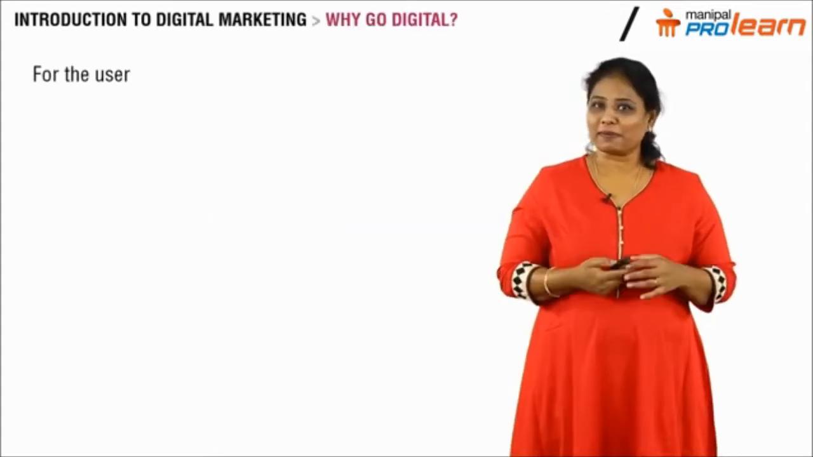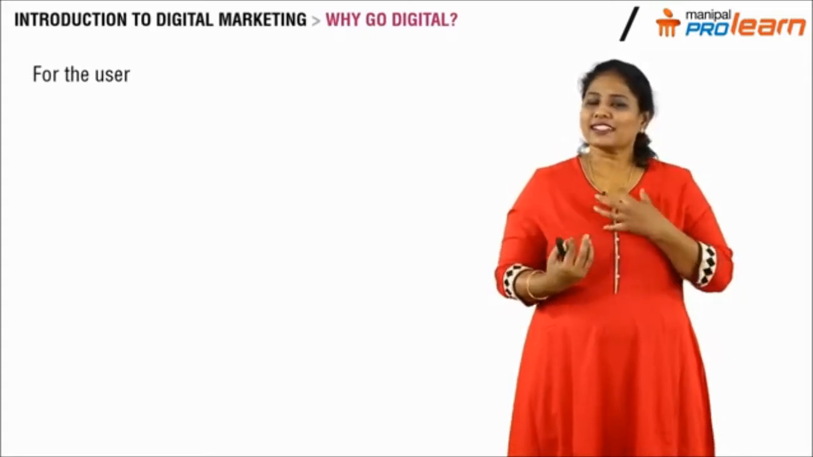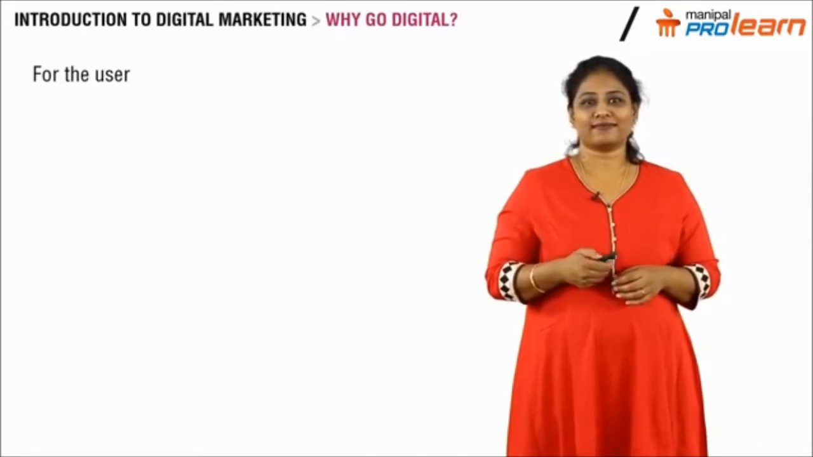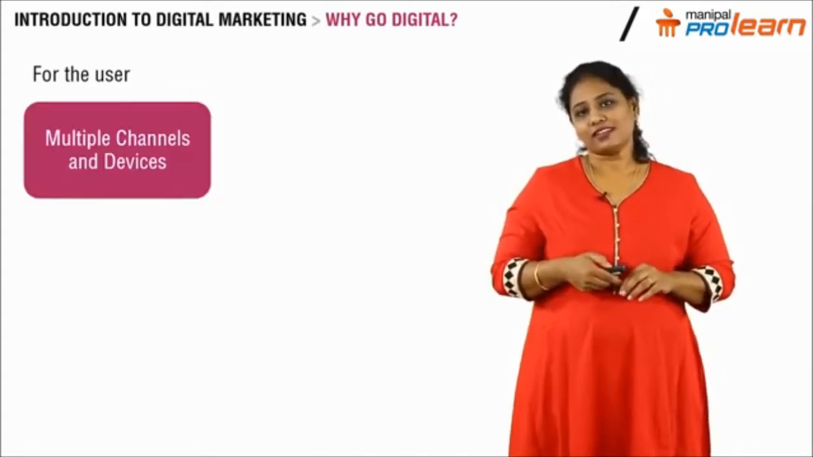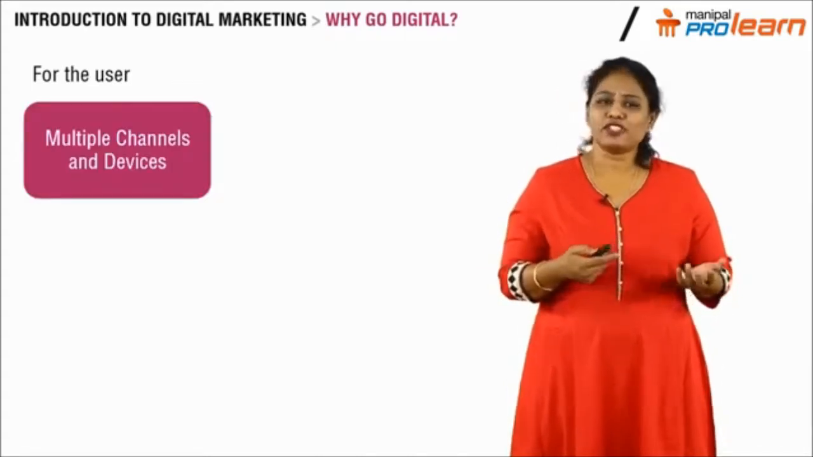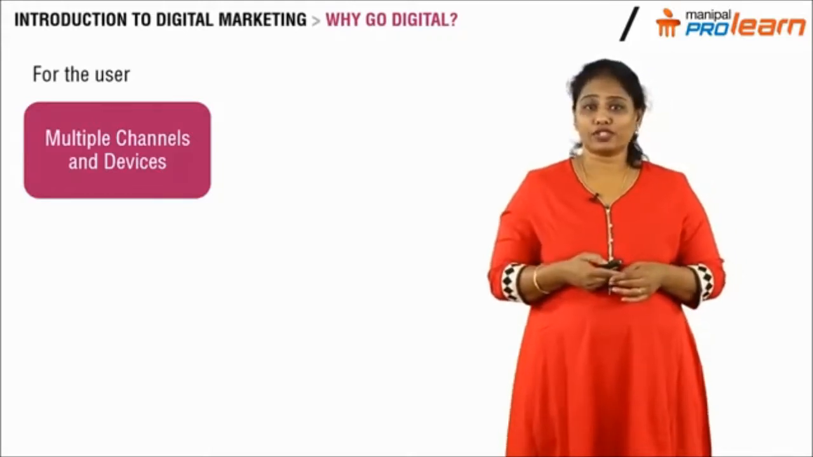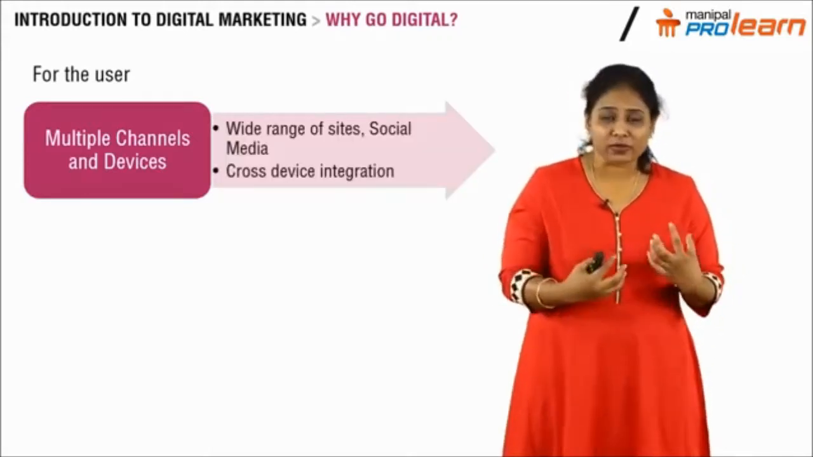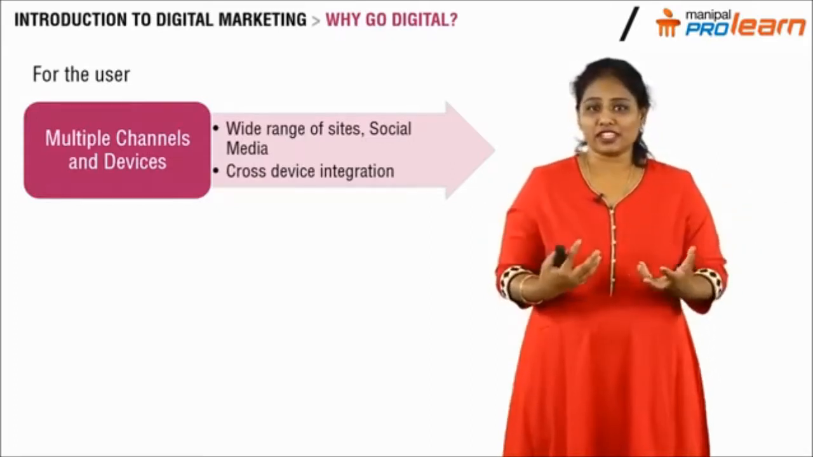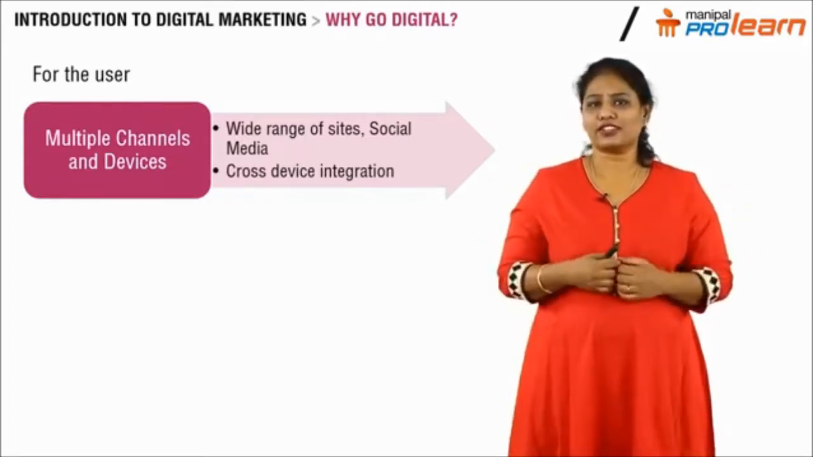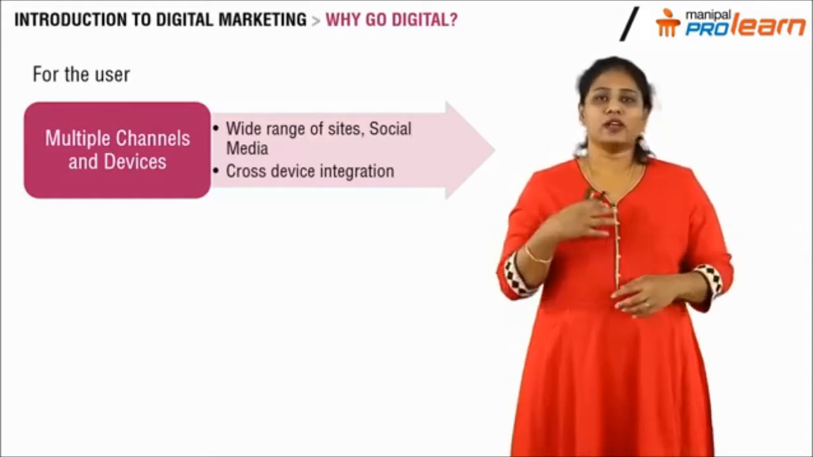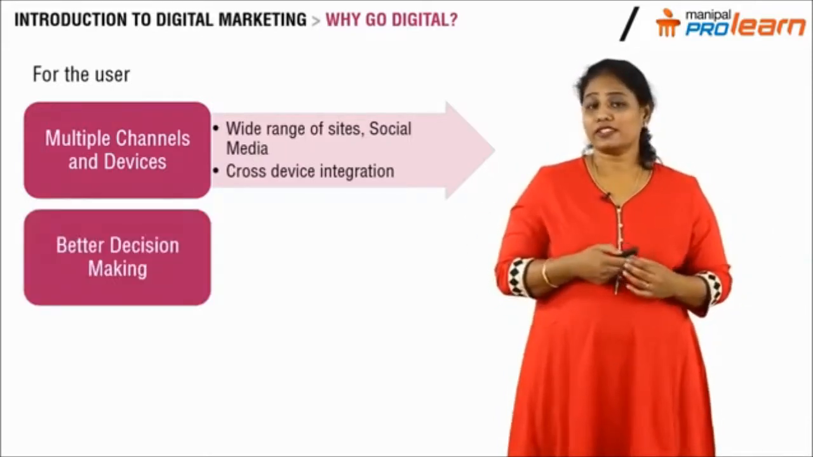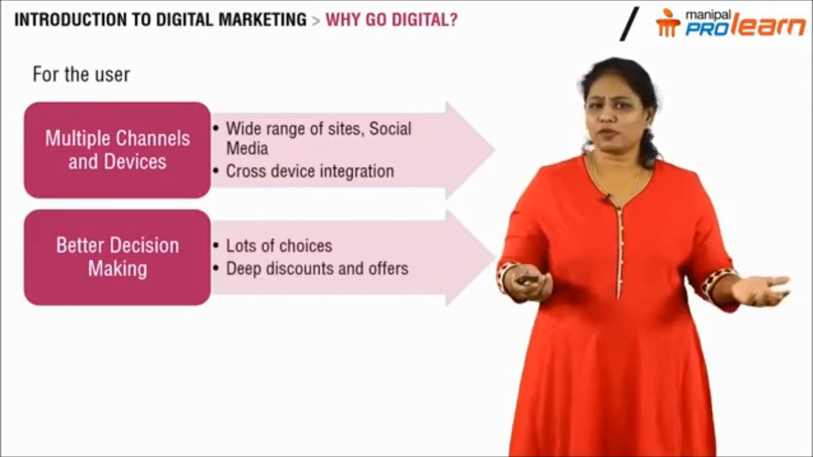Why are 3 billion people online? What is this thing about digital media that is attracting everyone? Let's see that in detail. For a user, the digital media offers multiple channels and devices to do what they want to do. They have a wide range of sites, there's social media to connect with, to maintain relationships. There's cross-device integration. You can start on a desktop, go through a mobile and end on your tab. There's also better decision making. There's a huge number of choices.